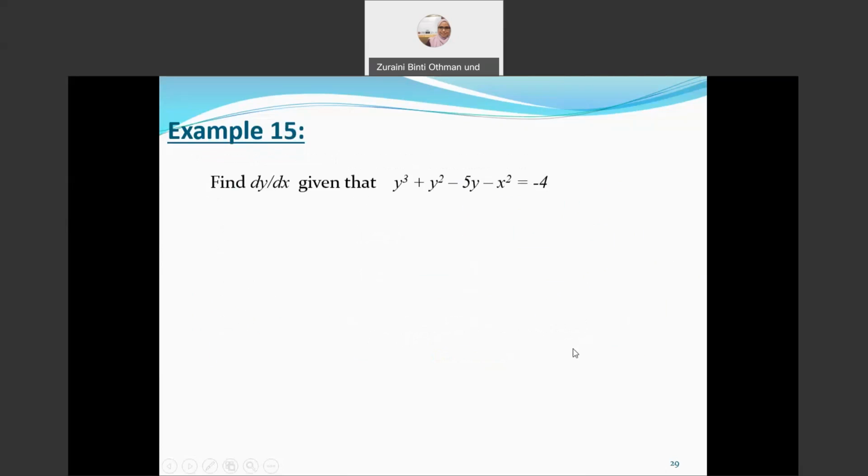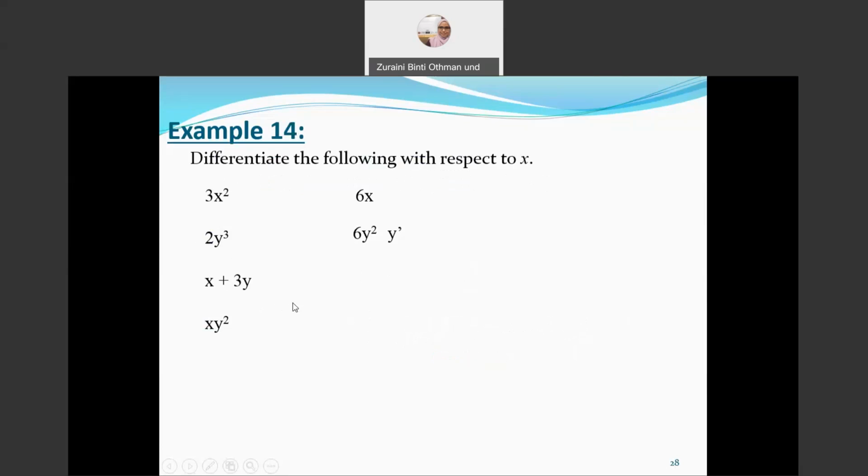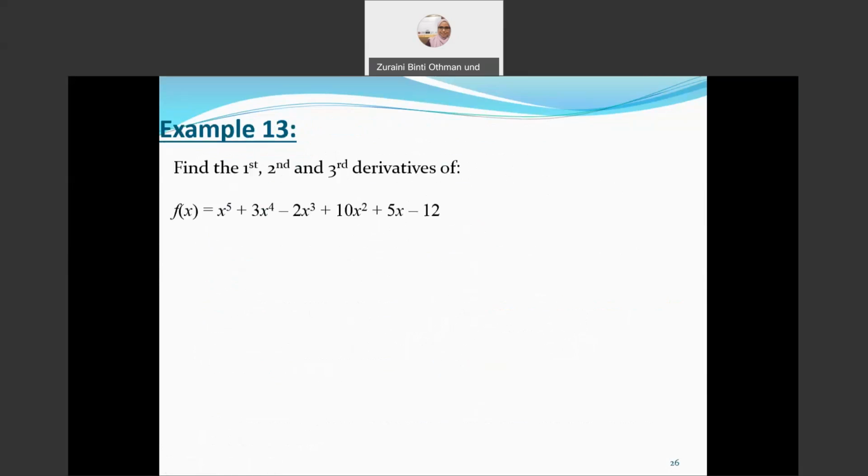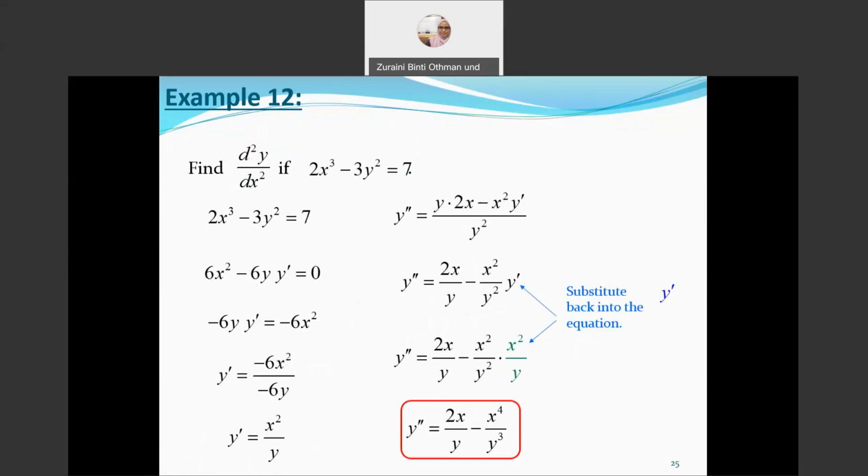Okay, so sebelum kita nak pergi ke sini, kita pergi ke contoh 12 yang sebelum ni saya tak boleh nak buat sebab kita tak belajar implicit lagi. Kita tengok contoh ni. Contoh ni dia nak cari pembezaan peringkat kedua untuk 2x kuasa 3 tolak 3y kuasa 2 sama dengan 7. Nampak tak apa yang dia buat? Yang ni ialah dia salin balik soalan yang atas ni.